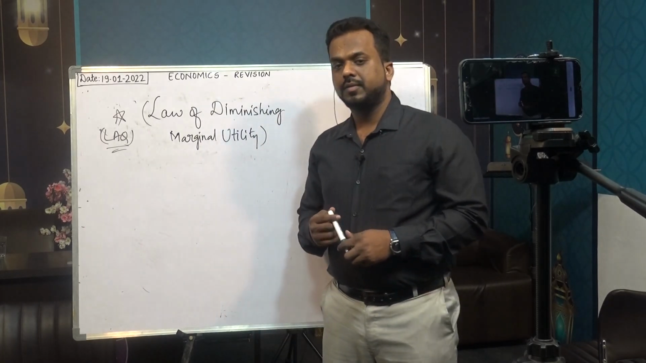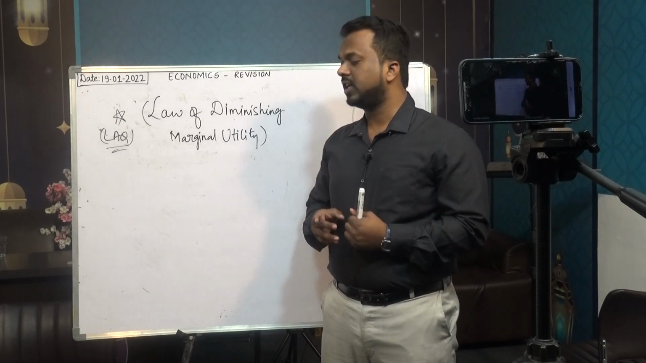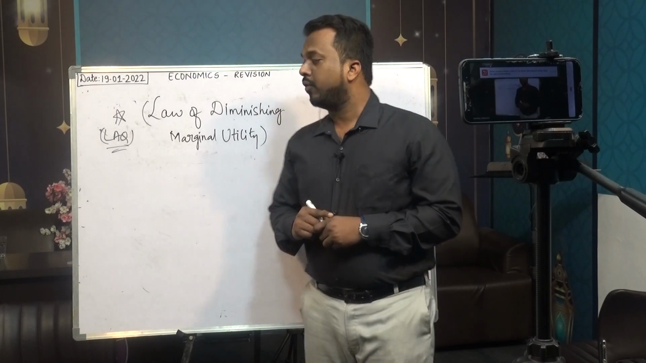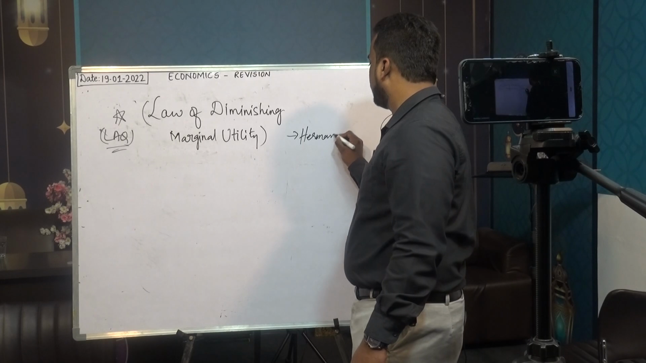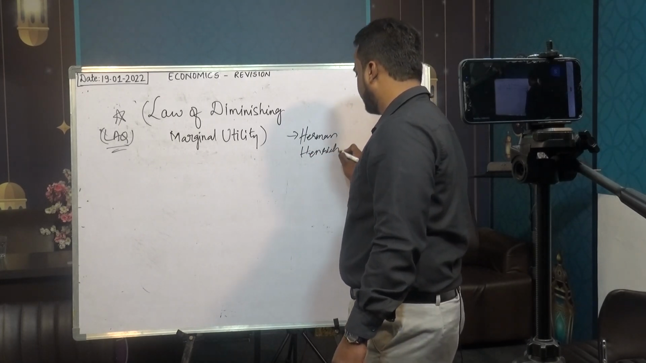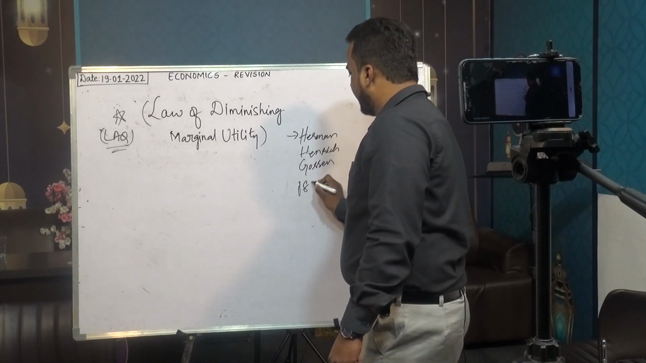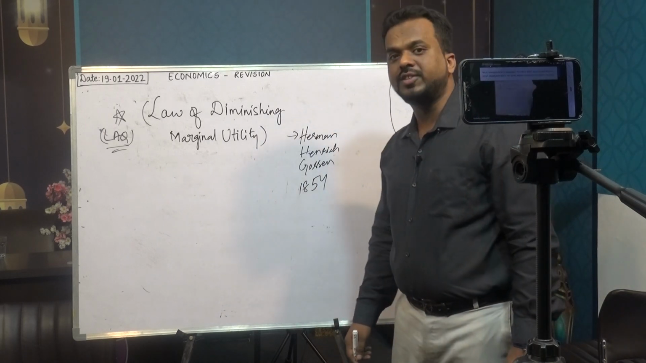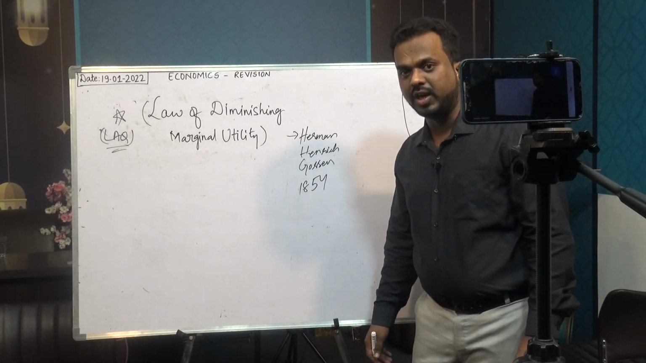Am I audible? Alfred Marshall developed this law. Who was the first economist? Hermann Heinrich Gossen, in the year 1854, introduced this law of diminishing marginal utility.